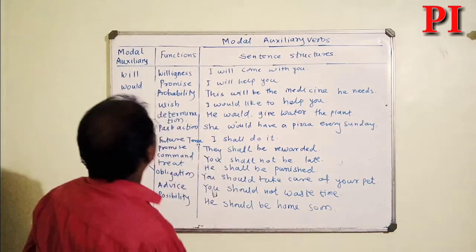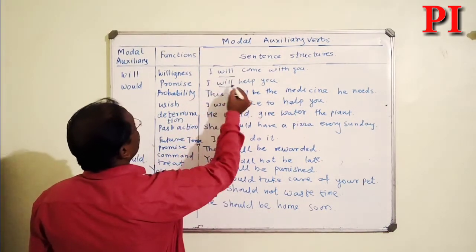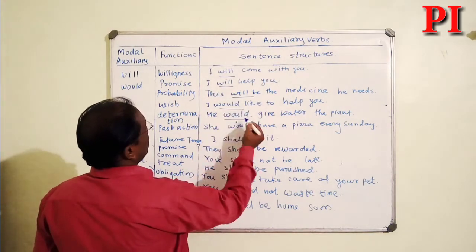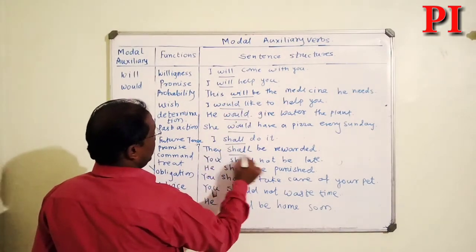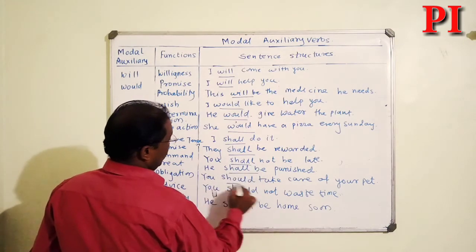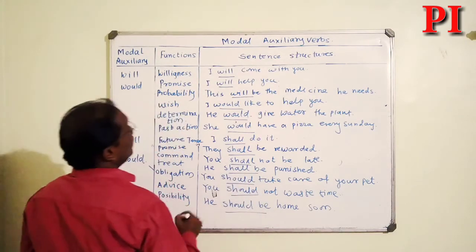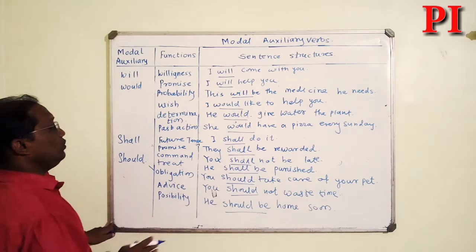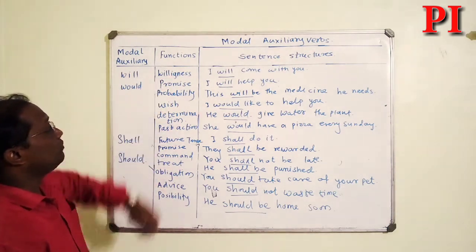These are all: would, will, then should, shall, should. These are all the modal auxiliary verbs we use here according to the function of the sentences.